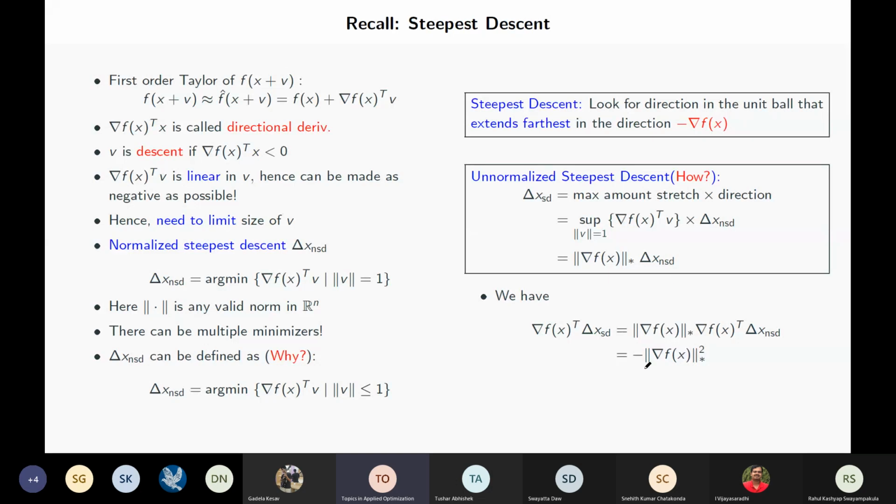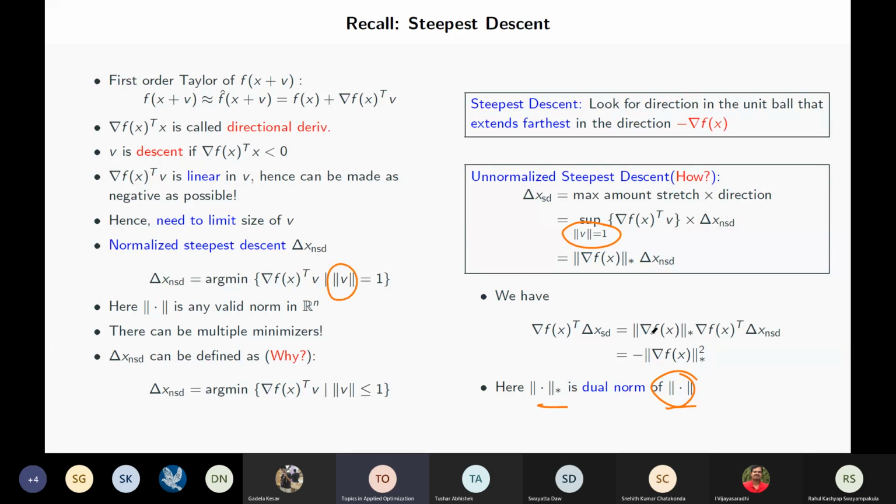I'm not going to explicitly prove this, so you can verify that this quantity, grad f transpose times the unnormalized one, will be equal to the dual norm squared. This is left as an exercise. For the moment, you just take it as a fact. Here, obviously, this is the dual norm of this, and these norms show up where I am taking the supremum of these.